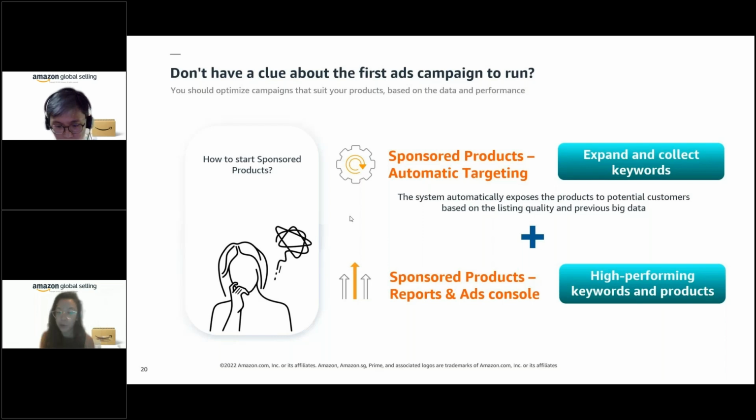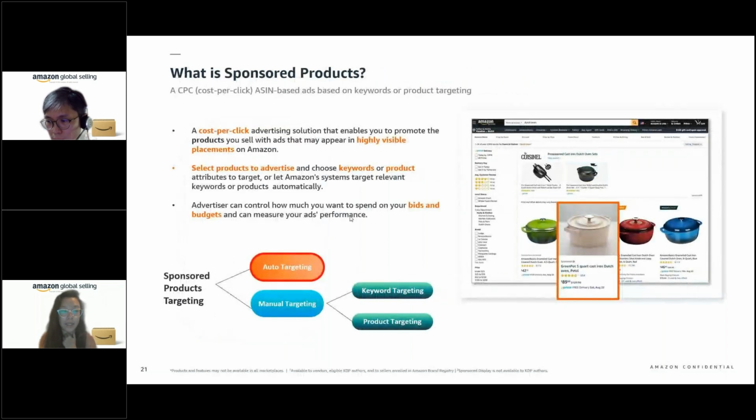And then essentially you create a second campaign called sponsored products manual targeting, where you do manual keyword targeting, manual product targeting at a later stage. So what is sponsored products again? It's a cost per click ASIN based advertisement on Amazon. You'll notice the keyword "sponsored" appearing on the individual product.